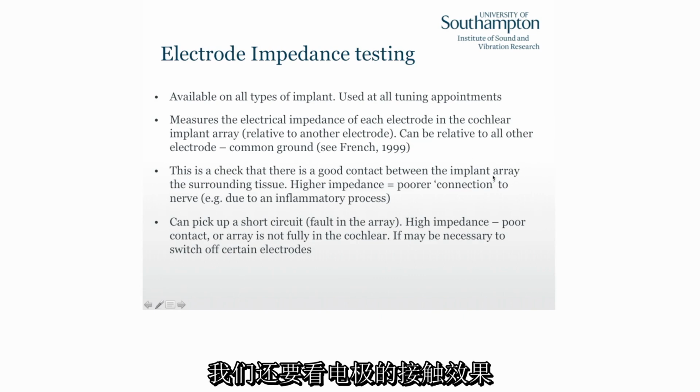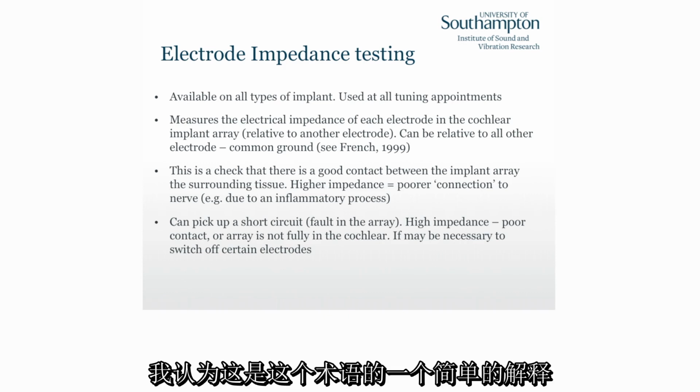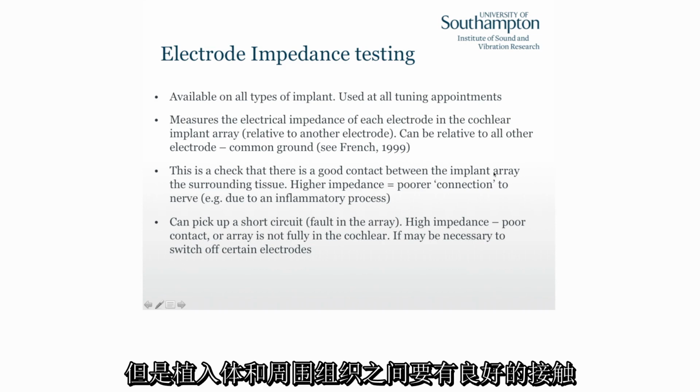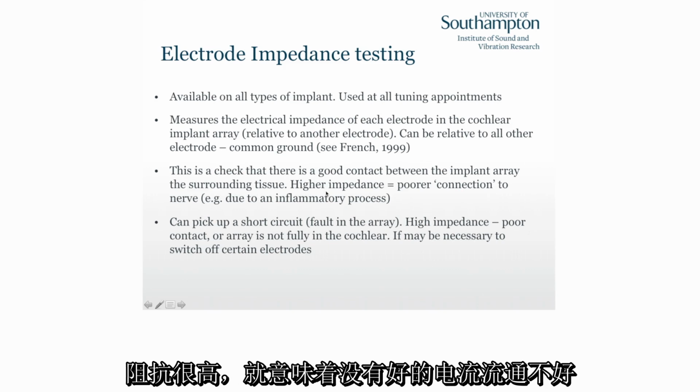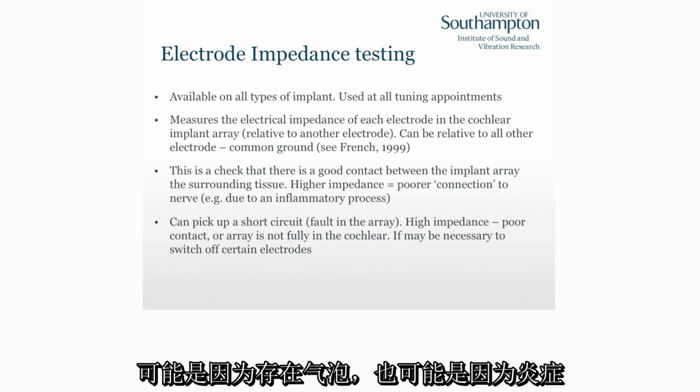And we're looking to see if there's a good contact, essentially, a slightly crude use of the term, I think. But there's a good contact between the implant array and the surrounding tissue. So if we have a very high impedance, that would mean that there's not good flow of electrical current, so there's not a good connection between an individual electrode and the tissue around it. So it might be that there's an air bubble, possibly some inflammatory process.